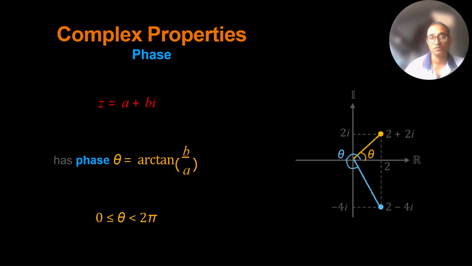An important property of complex numbers is phase, which is basically how trigonometry gets combined with complex numbers in doing some complex representation. It is represented by the angle theta from the real axis, which is basically the arc tangent of the coefficient b by a. It has to be noted that theta lies in value between 0 and 2 pi.